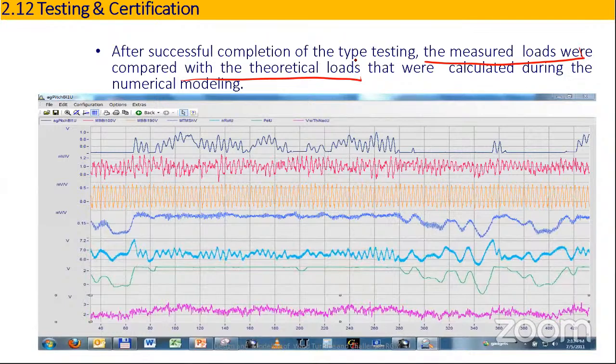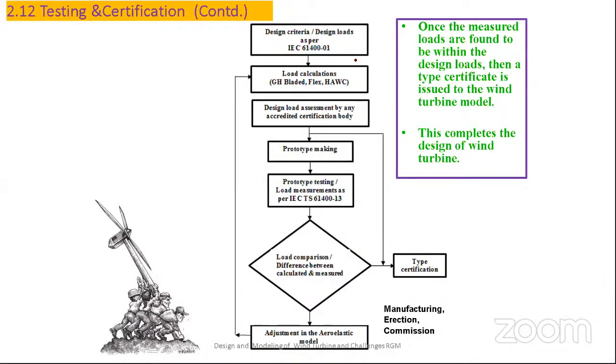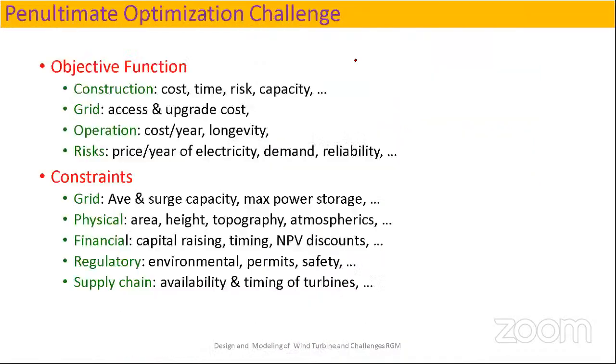Once both match, then go for certification. Then the certification body will certify. So once the measured loads are found to be within the design load, then a type certificate is issued to the turbine model. Okay, then once the type certification is issued, you can go for large production.